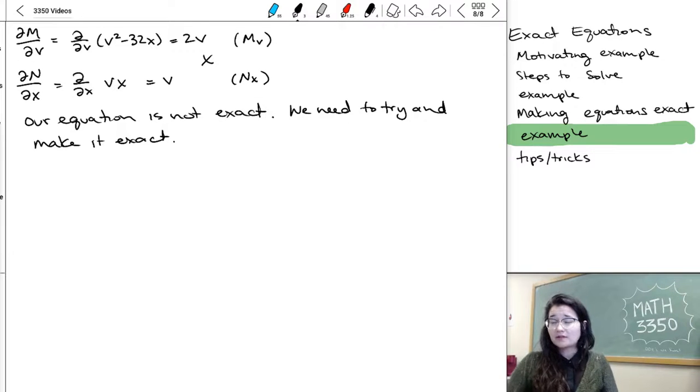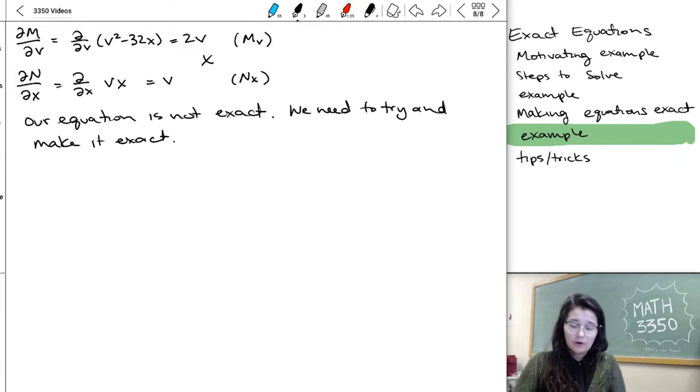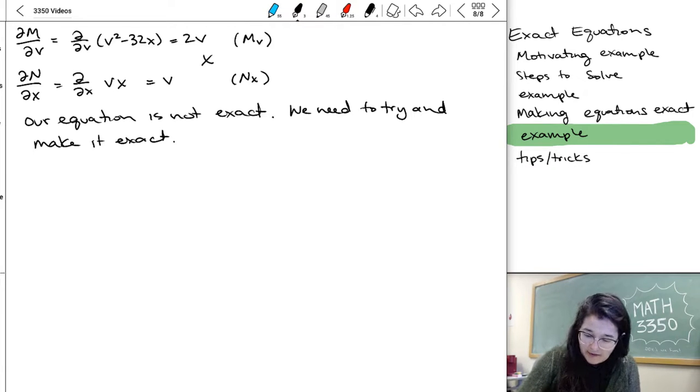All right, so let's go ahead and work through the process. I made a new step in the outline. We're doing an example of making something exact. So for us, we're going to have to use that m sub v was equal to 2v and n sub x was equal to v.